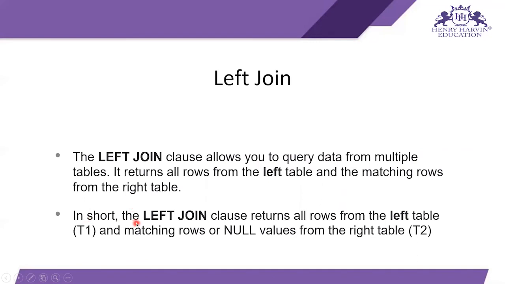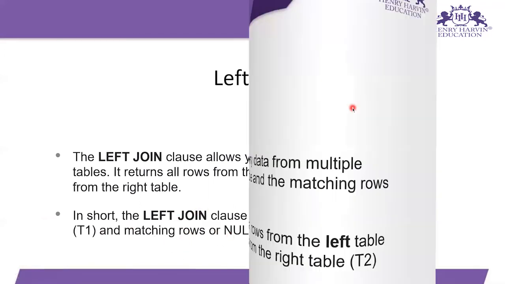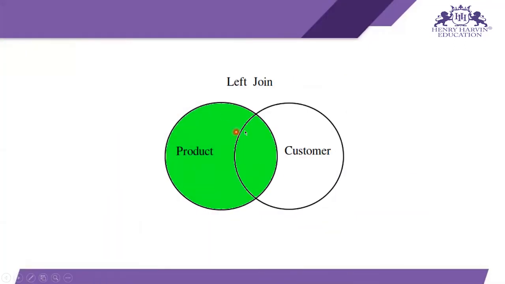The next term is that the left join clause returns all the rows from the left table T1 and matching rows or null values from the right table. So if there are matching values, then it will show you the matching value, and if there is no matching value in the right side table, then it will show null values. And the diagram shows that first of all it takes the left data set totally, then it takes the intersection of those two data sets, and thereby it performs the left join.